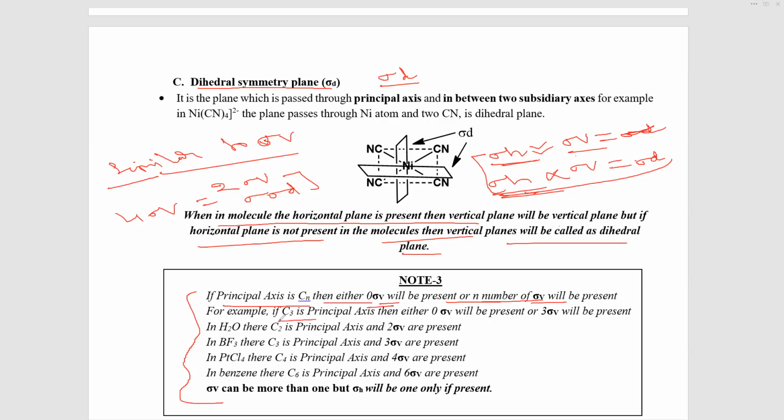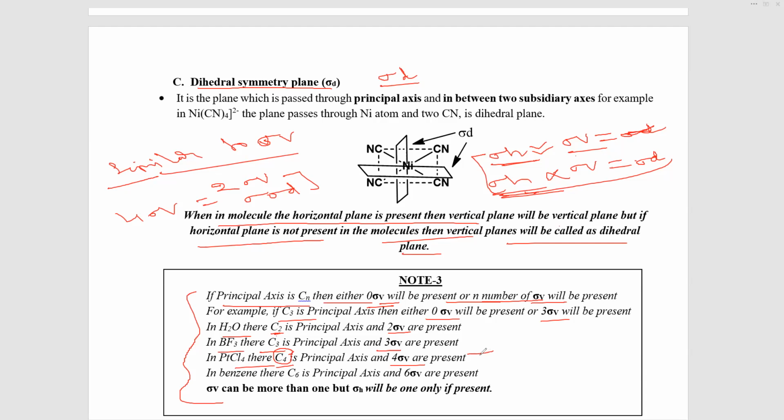So for example, if C3 is the principal axis, then 0 sigma v will be present or 3 sigma v will be present. For example, in H2O, C2 is the principal axis and a vertical plane is present. That's why there are 2 sigma v. And in case of BF3, the principal axis is C3, and because a sigma v is present, the total number of sigma v is 3. In PCl4, the total number of sigma v is 4. Why? Because directly we can write that the principal axis is C4. So directly we can use the trick and tell the number of sigma v, 4 in this case.